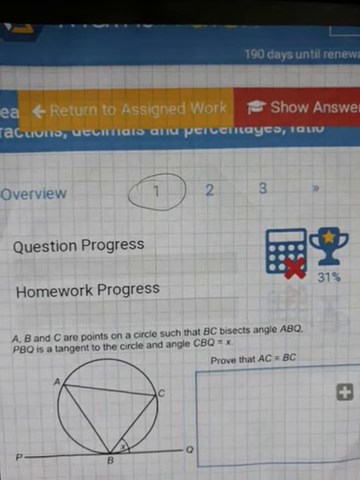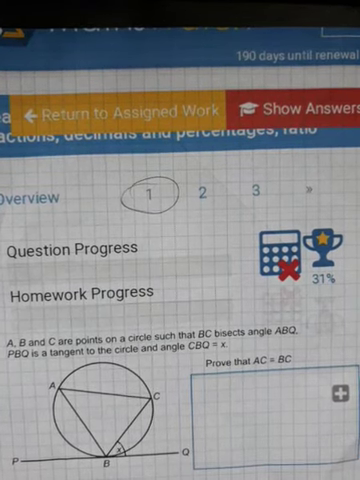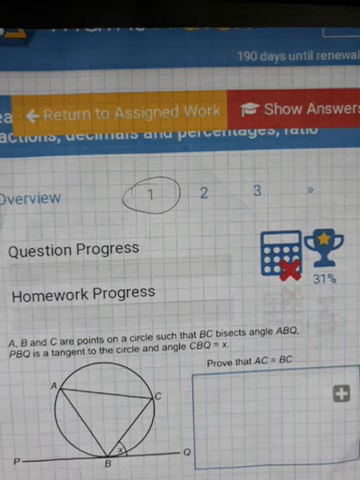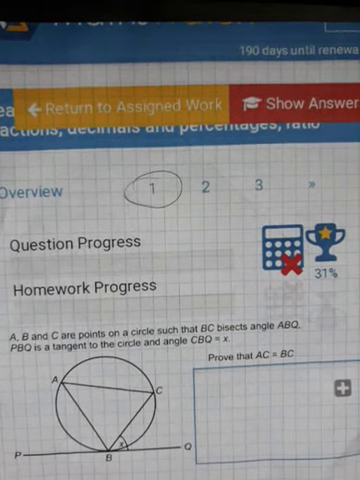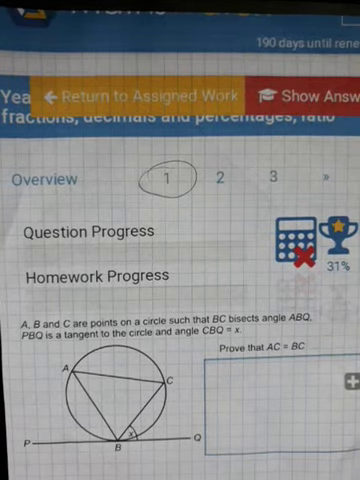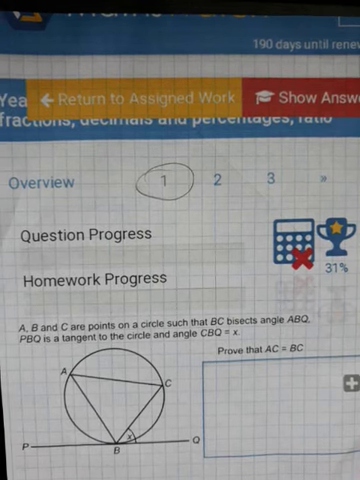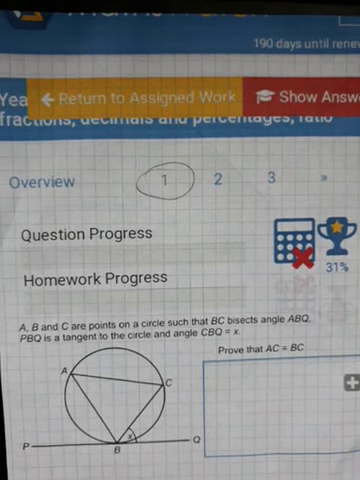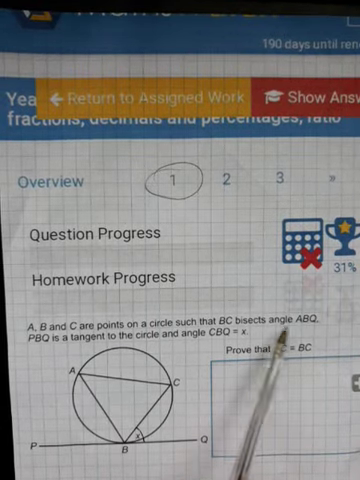This was part of an assignment homework, and on that it appears as question 1, and these are circle theorem proofs. Like proof with anything else, we must lay our working out step by step, which must lead to a valid conclusion. Looking at this one, the reading of the question is very, very important here. ABC are points on a circle such that BC bisects angle ABQ.